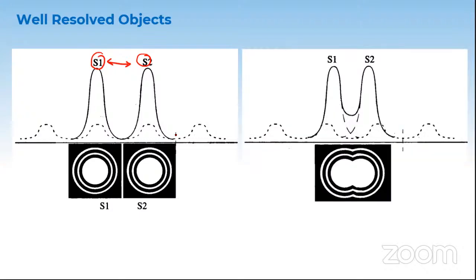Or this is also a well-resolved object. I can clearly notice that there are two different bulbs. And this is also an example of a well-resolved image. So this diagram they might ask you in the board exam, where you have to represent the well-resolved, unresolved, and just-resolved conditions using the intensity diagram. They'll ask you, and then you have to draw this diagram.